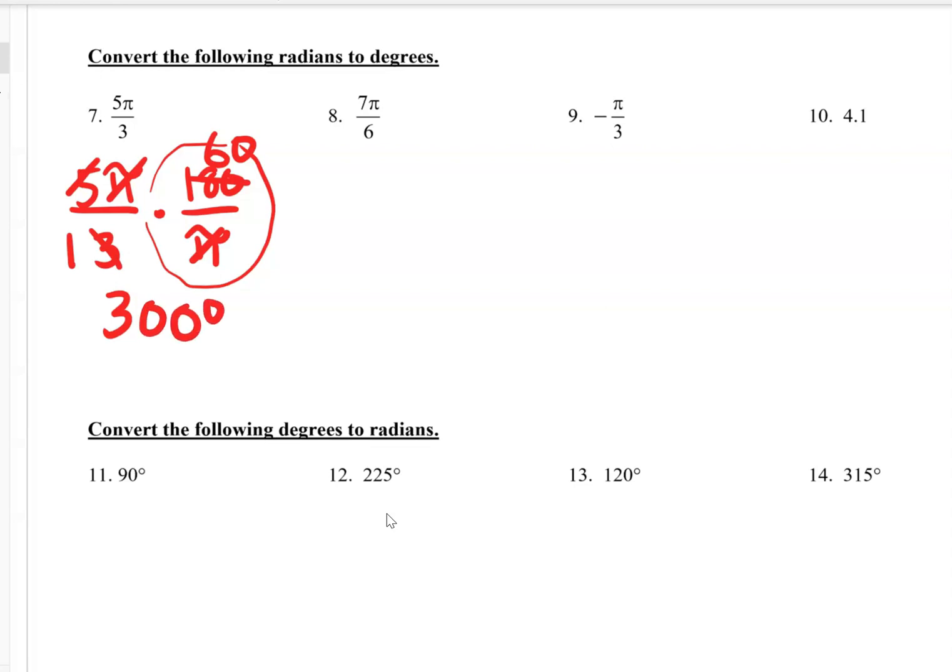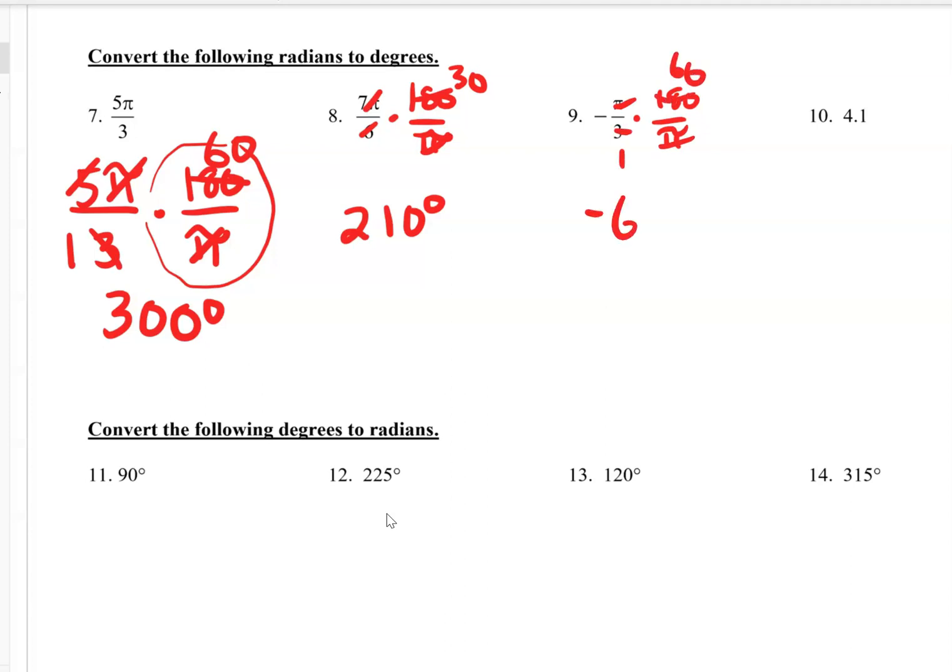7 pi over 6. So we'll multiply this times 180 over pi. The pi's cancel out. 6 goes into 180 30 times, so 210 degrees. Negative pi over 3 times 180 over pi gives us negative 60 degrees.